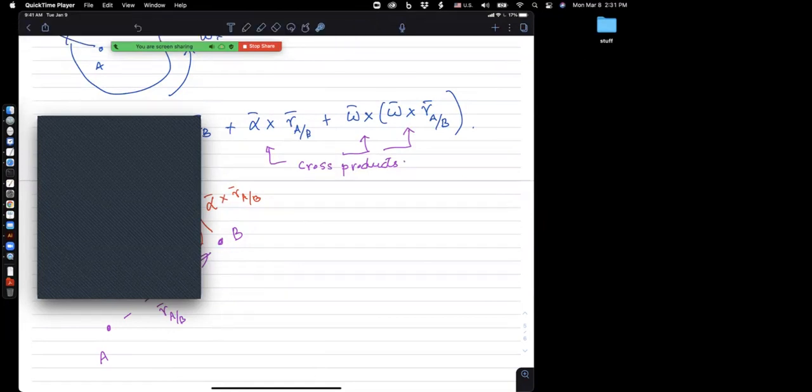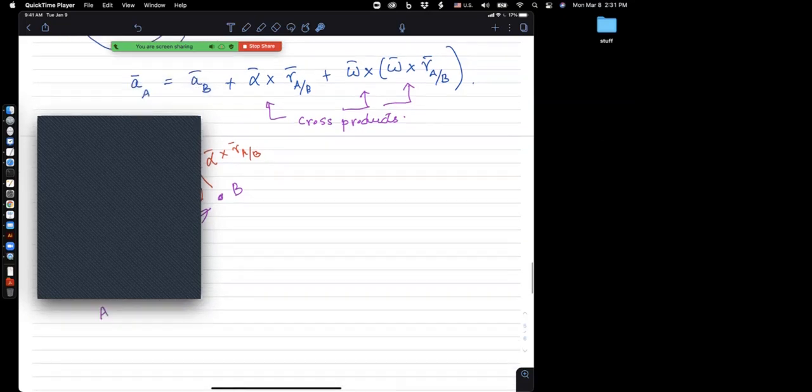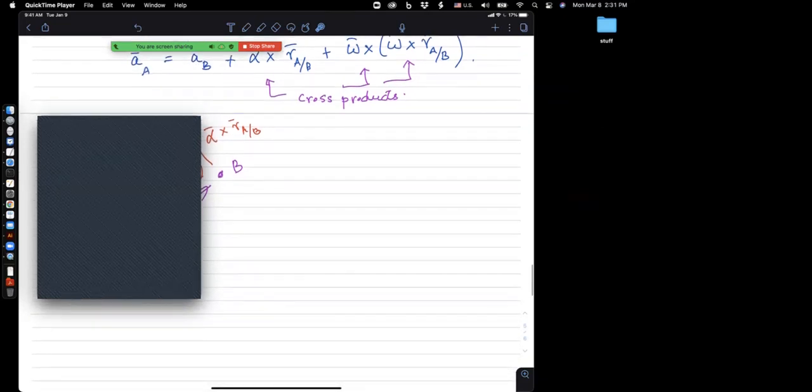Wouldn't this be RB with respect to A? That's right. I should have said, the picture is slightly wrong. I guess this is B, this is A. Sorry. Cool, thank you.